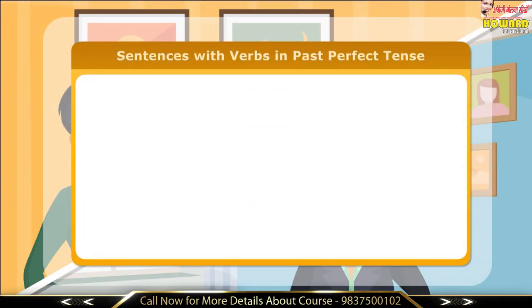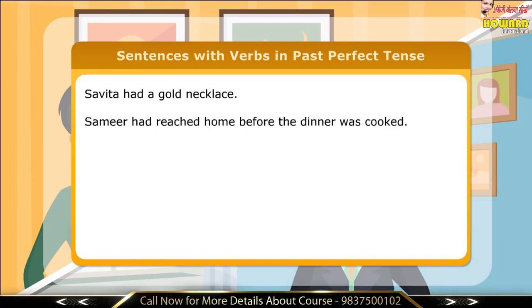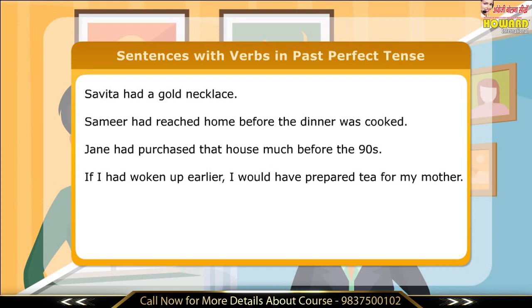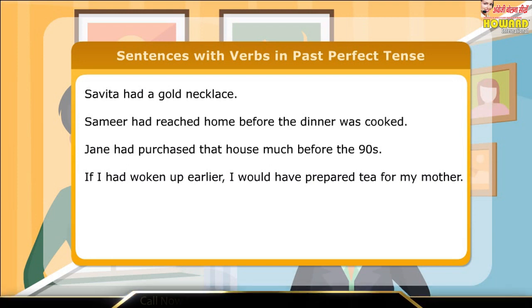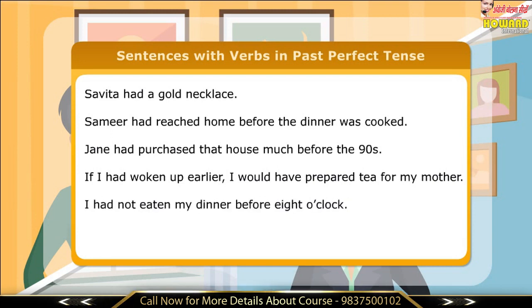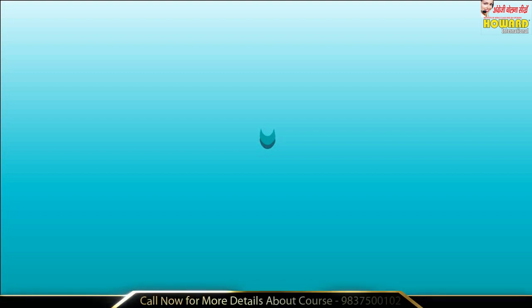Here are a few more sentences with verbs in the past perfect tense. Savita had a gold necklace. Samir had reached home before the dinner was cooked. Jane had purchased that house much before the 90s. If I had woken up earlier, I would have prepared tea for my mother. I had not eaten my dinner before 8 o'clock. Had your father written a letter to the principal?